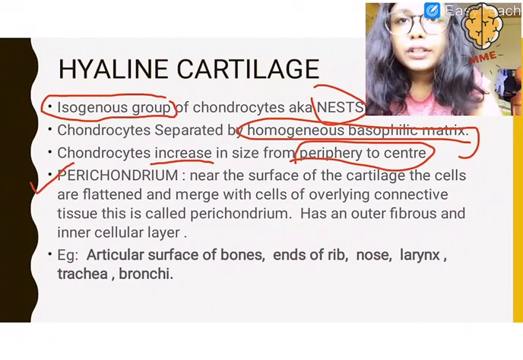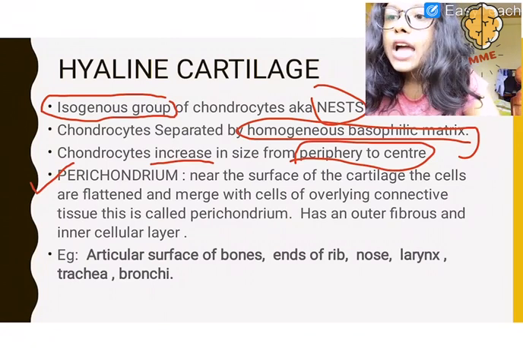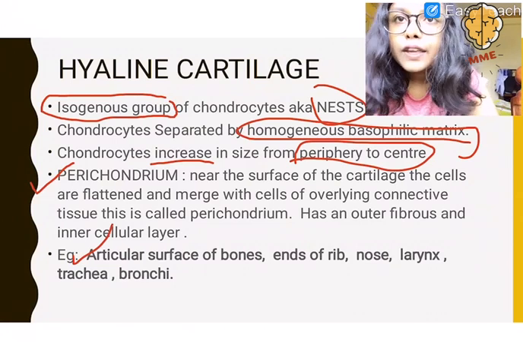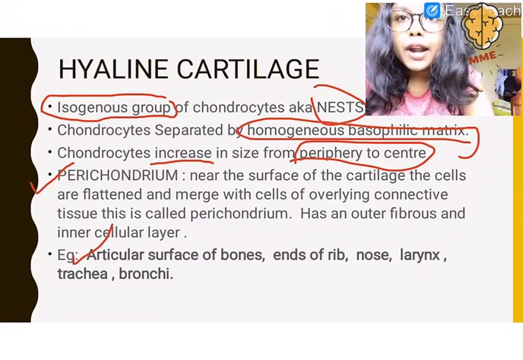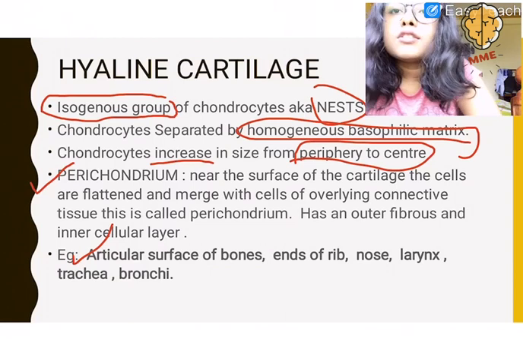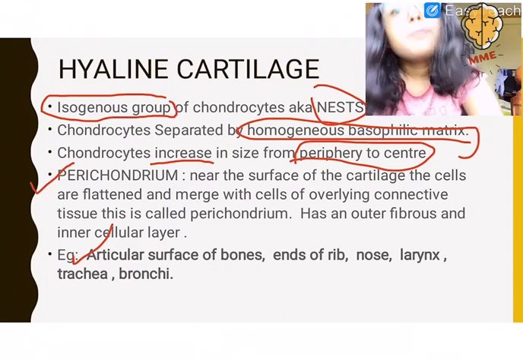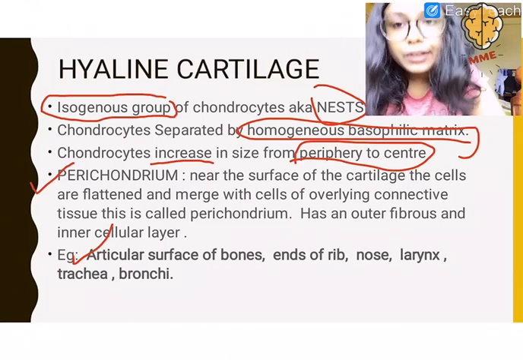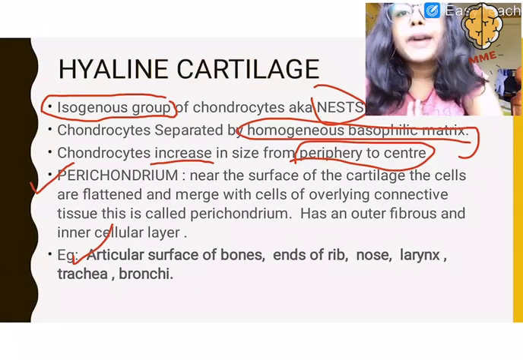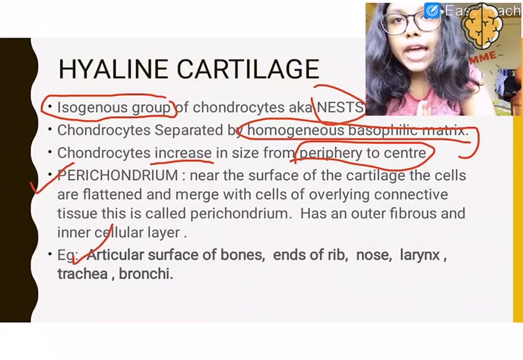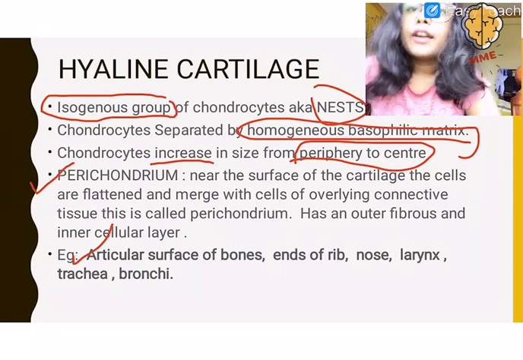An example where hyaline cartilage is present is the articular surface of the bones, where the bones form articulations, the joints. Second is the end of the ribs. Then the respiratory passage, that is the nose, the larynx, the trachea, and the bronchi.